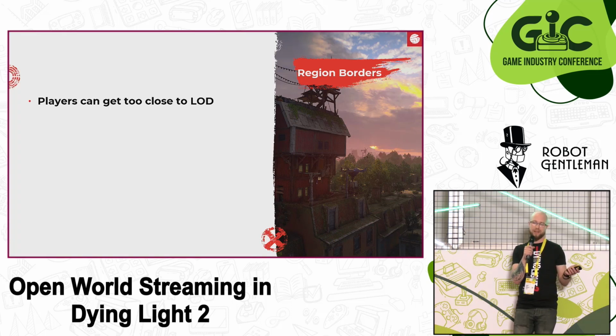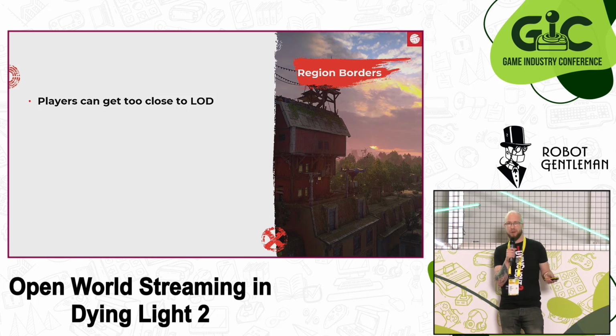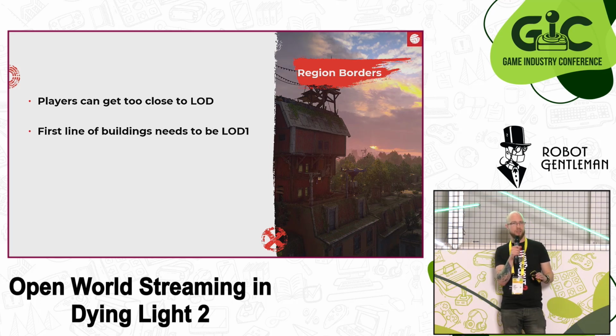So yeah, players can get too close to LOD. That's the problem. So how do we fix that? You know, we already have the map divided. We cannot really change the partition because the game is almost ready. So we need to figure out how to present region borders better. So we introduced a way to just mark the first line of buildings, or just whatever parts of the city you really want, to be in LOD1 quality.